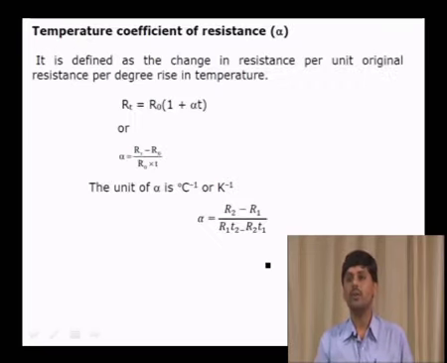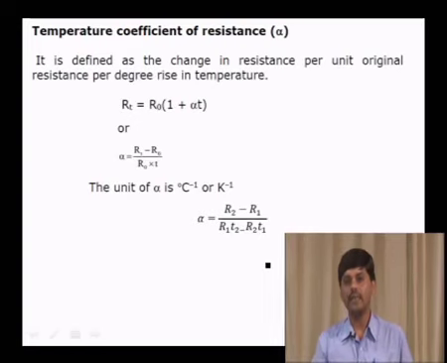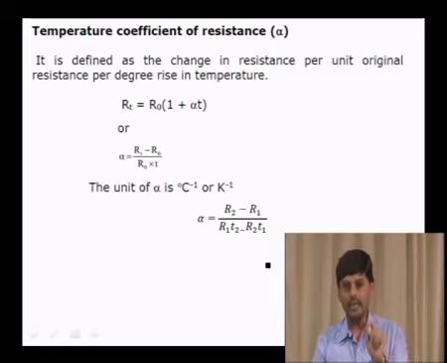Next, the temperature coefficient of resistance of a conductor. It is defined as the change in resistance per unit original resistance per unit rise in temperature. The variation of resistance with temperature is given by the equation Rt is equal to R naught (1 plus alpha t). Rearranging, we get alpha is equal to (Rt minus R naught) divided by R naught into t. That is, alpha is the change in resistance divided by the resistance at 0 degrees into the unit rise in temperature. The SI unit of alpha is per degree Celsius or per Kelvin.